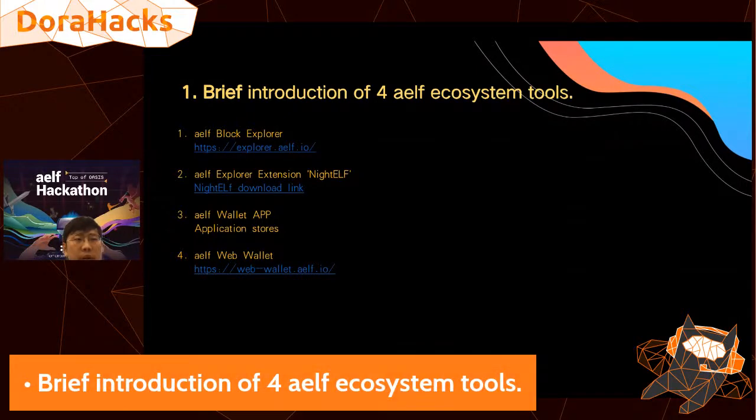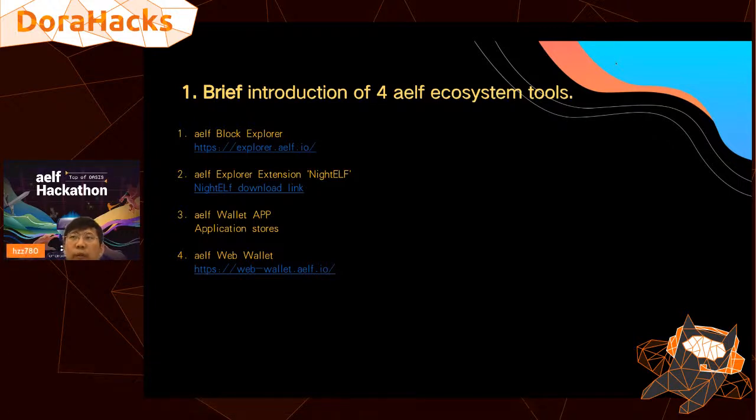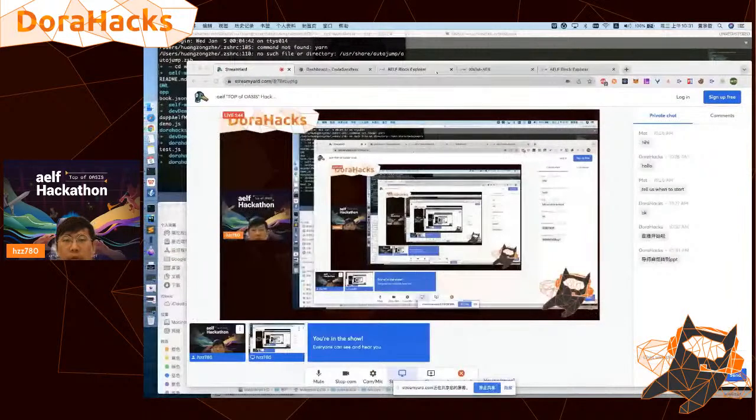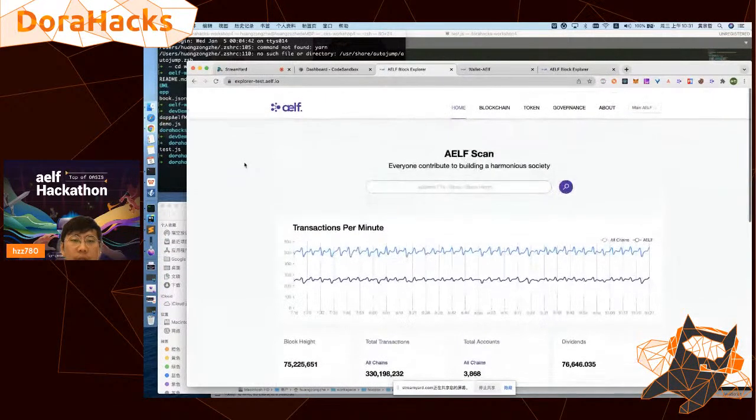The first one is ELF Block Explorer. The ELF Explorer is an important tool for the ELF ecosystem. At present, it provides data monitoring, information query, node election, contract view, resource purchase, and other functions to make us use ELF blockchain more easily. And I will show you the page.